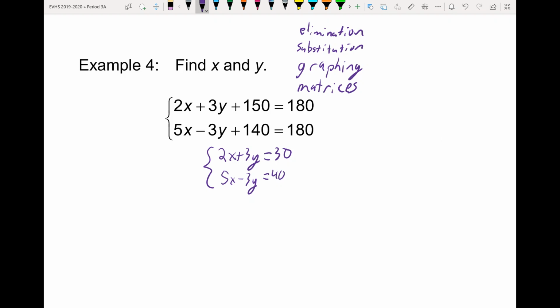Now for the elimination step, I'm going to add the equations together. 2x plus 5x is 7x. 3y and negative 3y are going to subtract out. And that equals 70. And then divide by 7, x equals 10.